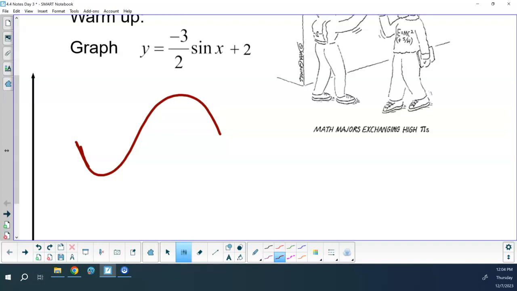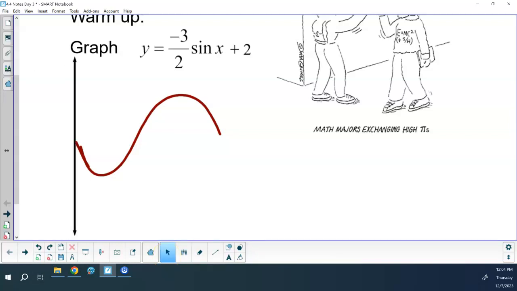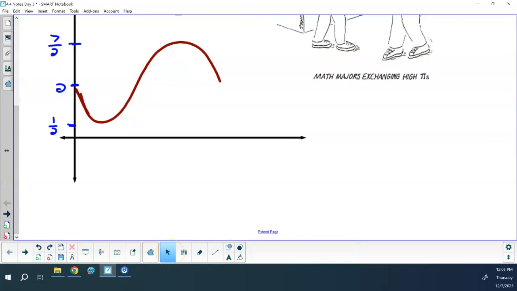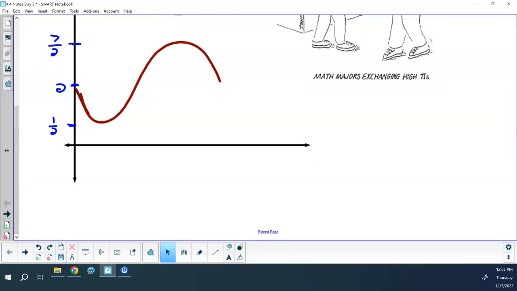Where did we start? 0. Started at 0, so that means I can put in that axis. What is the middle point of my sine curve? 2, which makes my maximum, my high, 7/2. Which makes my minimum 1/2. Which means then I can put in my horizontal one. There.